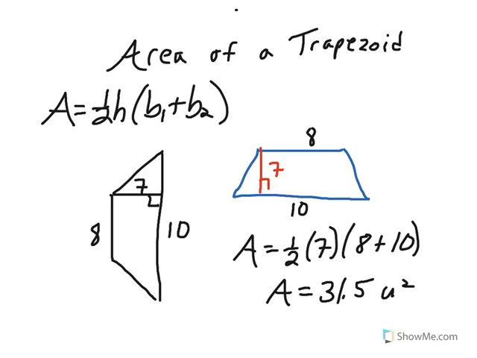Okay, here's the solution. Notice I redrew the picture and turned it the other way to make it easier for me to see what was going on. The height is 7. Each of the bases are 10 and 8 respectively. When I put it into the formula, I get 1/2 times 7 times the sum of 8 plus 10, and I get 31 1/2 units squared. Please pause the video and copy this into your notes.